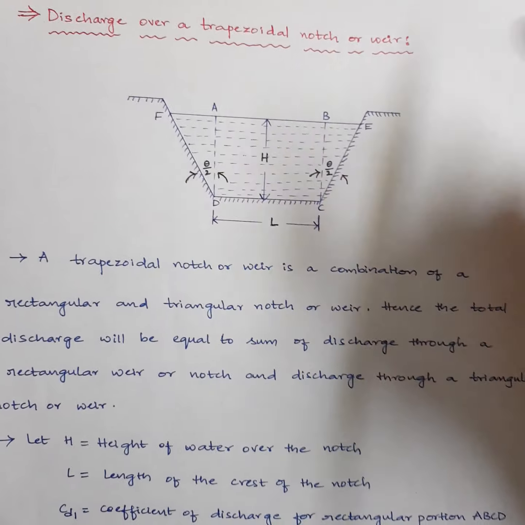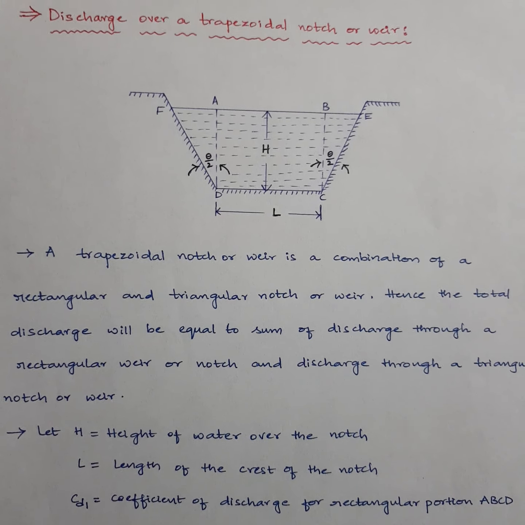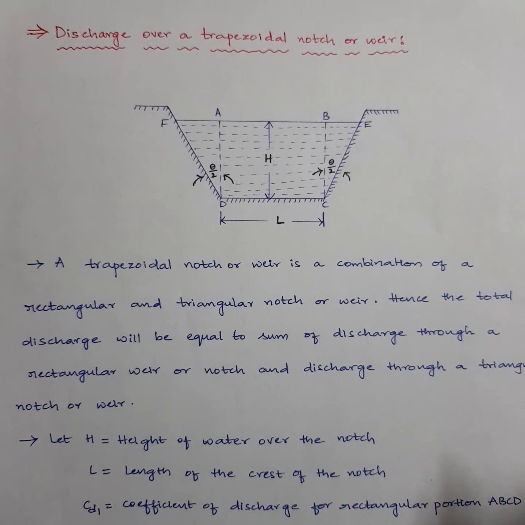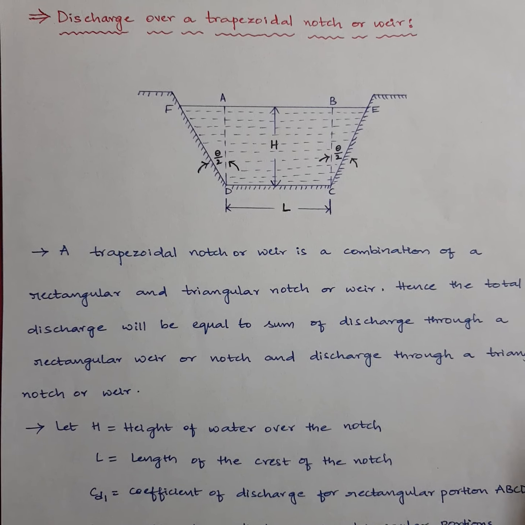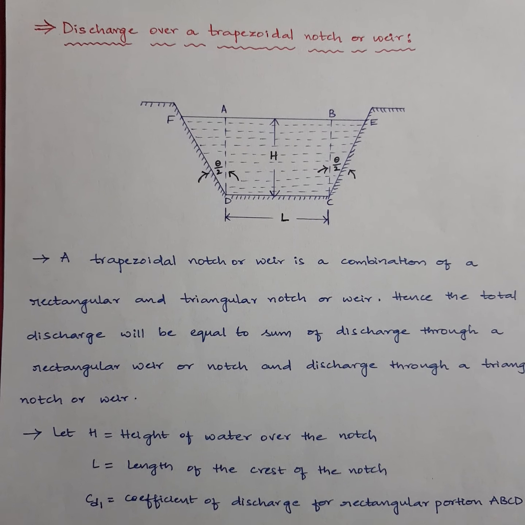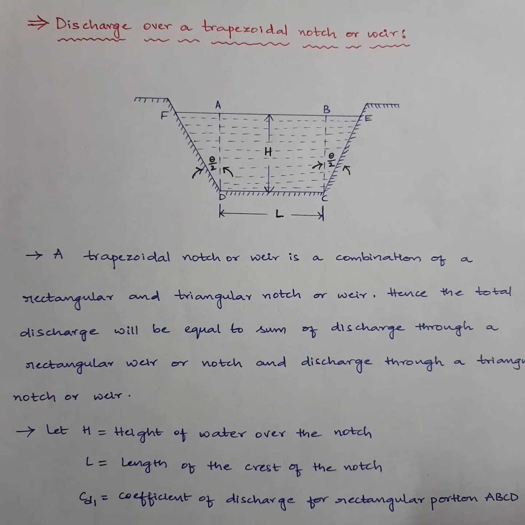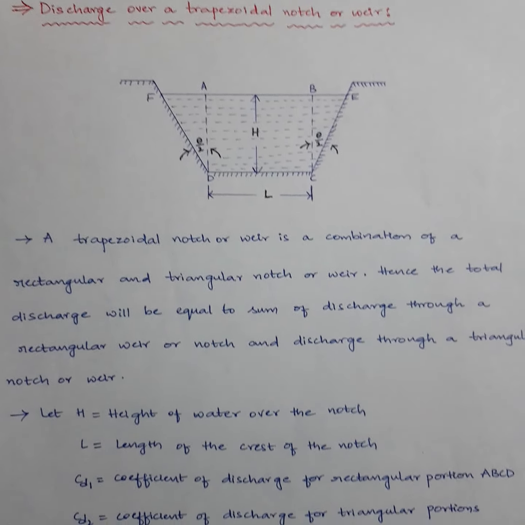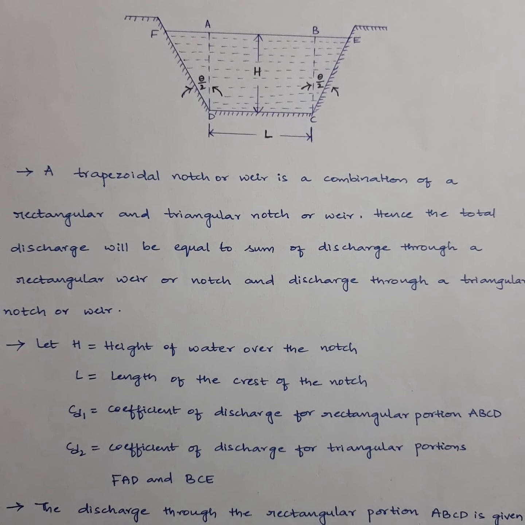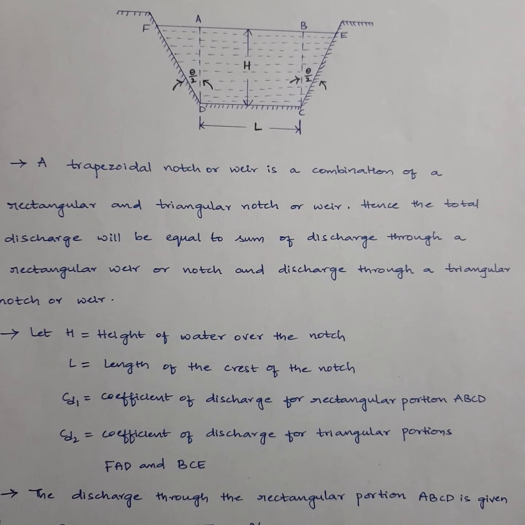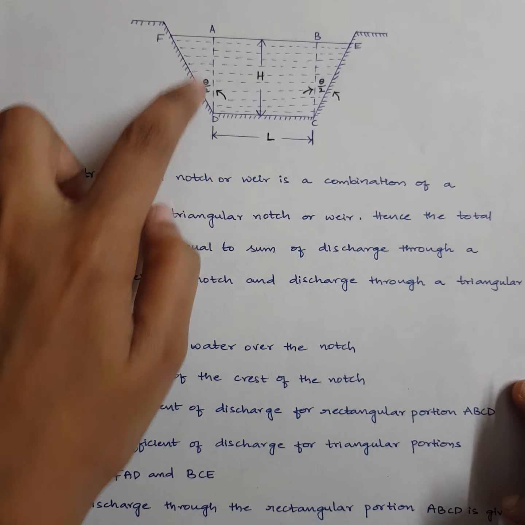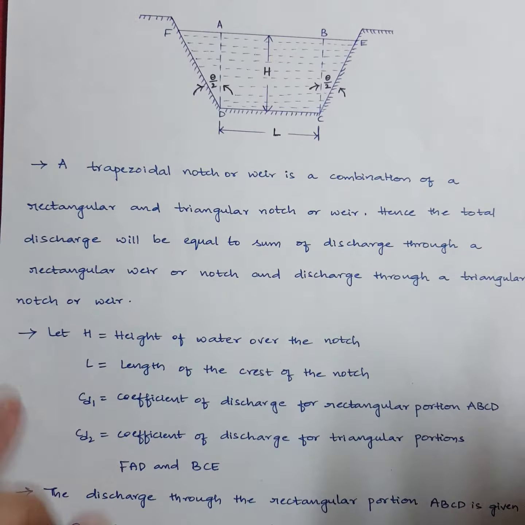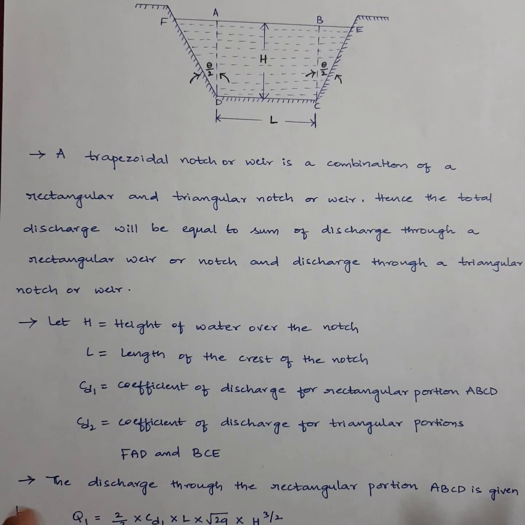According to this diagram, let h be the height of water which is flowing over the notch, and L the length of the crest portion. Since the discharge through the trapezoidal notch is a summation of rectangular and triangular portions, let the coefficient of discharge for the rectangular portion be CD1. The rectangular portion in this figure is ABCD. Also let CD2 be the coefficient of discharge through the triangular portions, both FAD and BEC. If these two you combine, it becomes one triangular notch. So let the coefficient of discharge of that part be CD2.